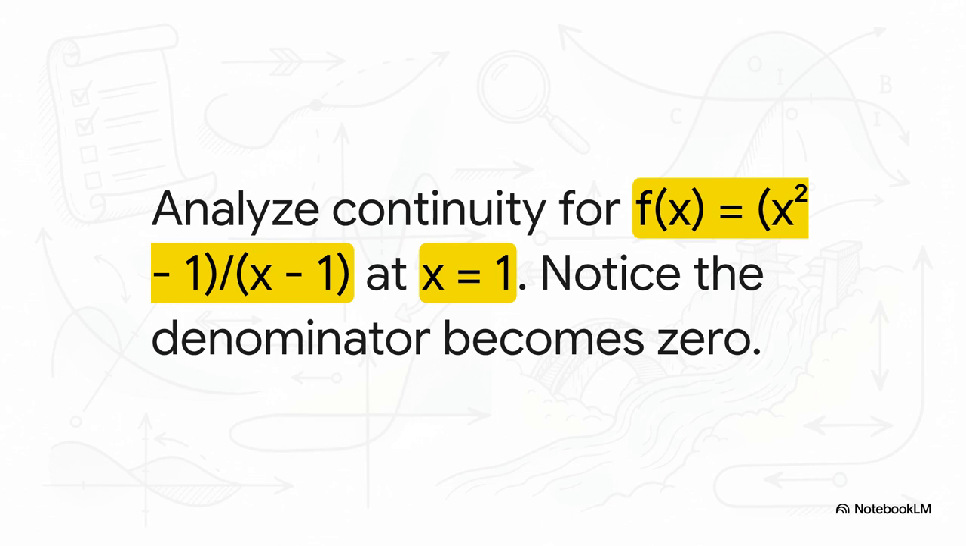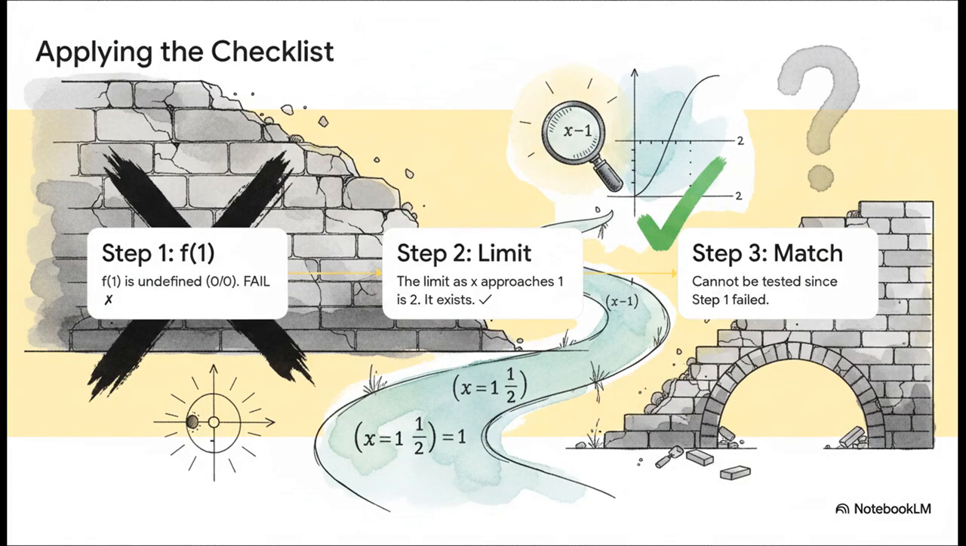Let's see what our checklist says. And boom, we hit a wall right on step 1. f of 1 gives us 0 over 0, which is undefined, so that's an immediate fail. But hold on, let's check the limit anyway just to see what's happening. If you factor the numerator, you'll see we can cancel out that problematic x minus 1 term. And when we do that, we find the limit is actually 2. So the limit exists even though the point itself doesn't.